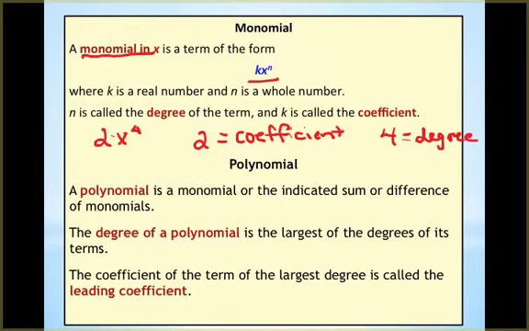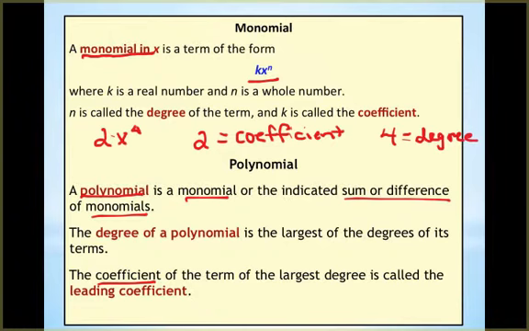Now, a polynomial is either a monomial or a sum or difference of monomials. We can also talk about the degree of a polynomial by looking at the degree of all the different terms, and we take the largest of those. We also talk about the leading coefficient of a polynomial, and that is the coefficient in front of the largest degree of your variable. So let's look at what we're talking about.